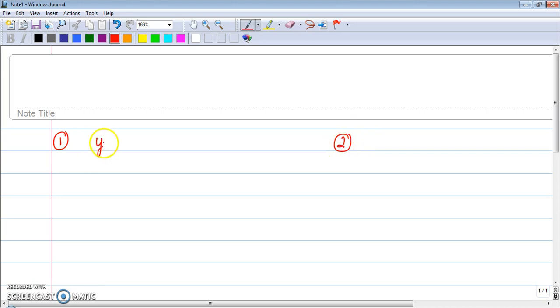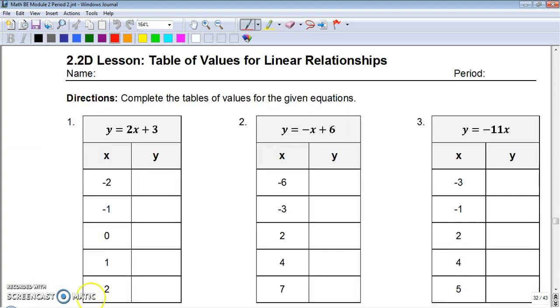Number 1 says the equation is y equals 2x plus 3. I'm going to show some work. I'm going to fill out this table. It gives me my values. I'm going to plug in for x. These ones go up nicely by 1, but some of the tables do not do that, so just be careful.